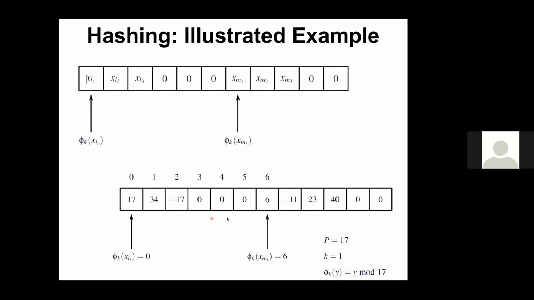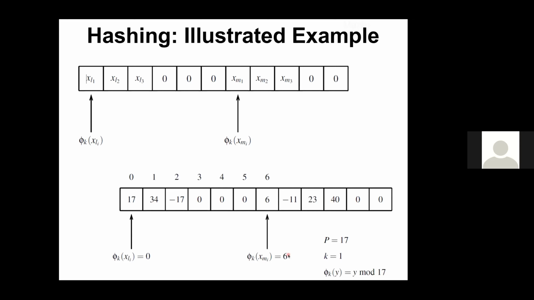So, but okay, then you have some other xi, for which the hash function has value 6, and then you start storing them here. Okay, so like 6, minus 11, 23, 40, they will be stored from here. And again, 0 is unused, so this means you had 4 values of xi with hash function equal to 6.